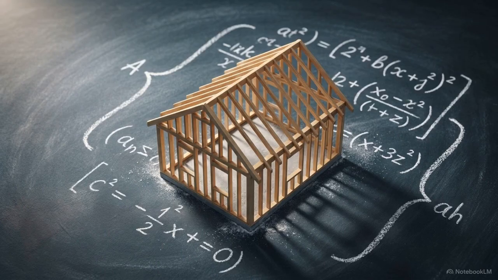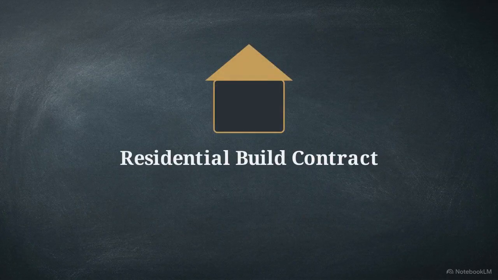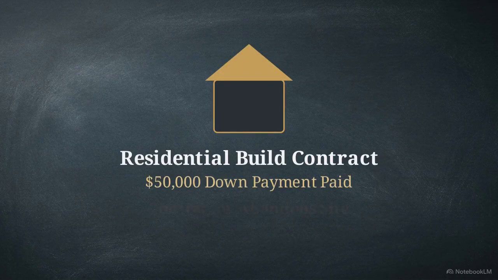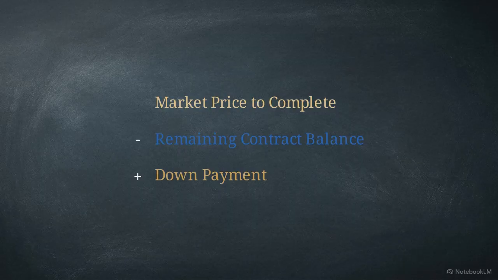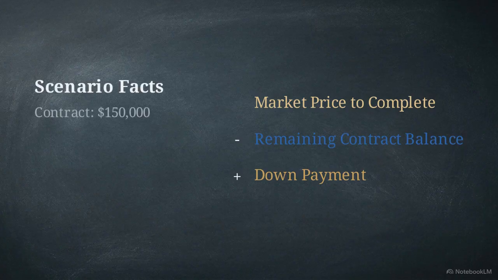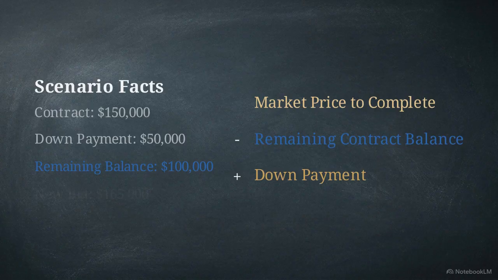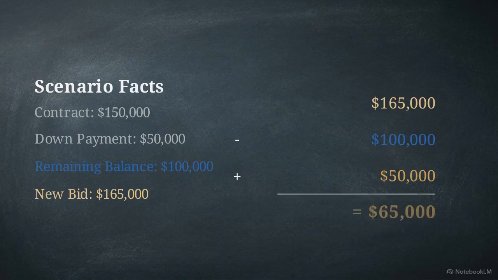Construction contracts represent the ultimate stress test for expectation damages. They require courts to aggregate all of these formulas simultaneously. Take a scenario where a contractor walks off a residential build after taking an initial down payment. The formula expands: the market price to complete minus the remaining contract balance, plus the down payment already paid. The owner signed a $150,000 contract, paying $50,000 down. The contractor abandons the site. Securing a new bid to finish the exact same house requires a market rate of $165,000. Run the numbers and the standard damage baseline equals $65,000.